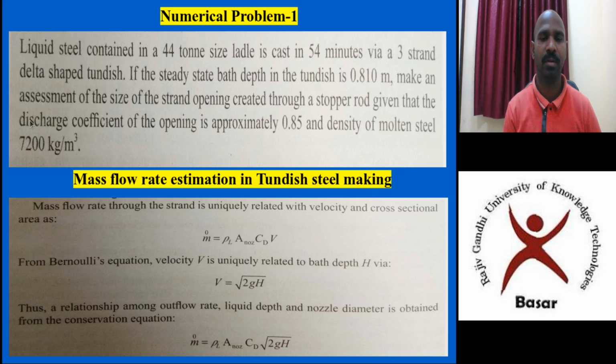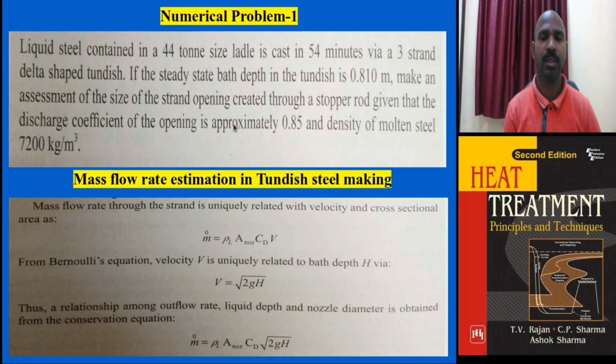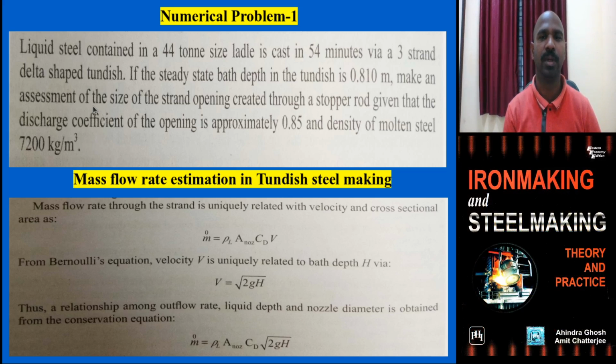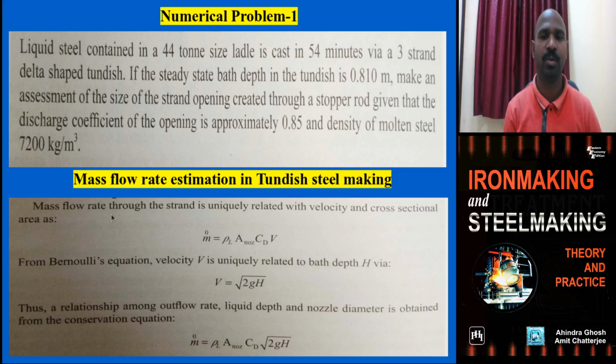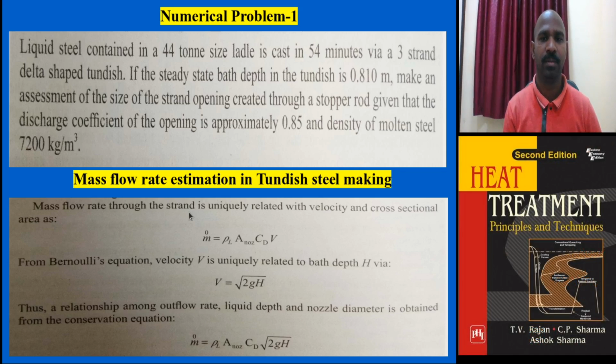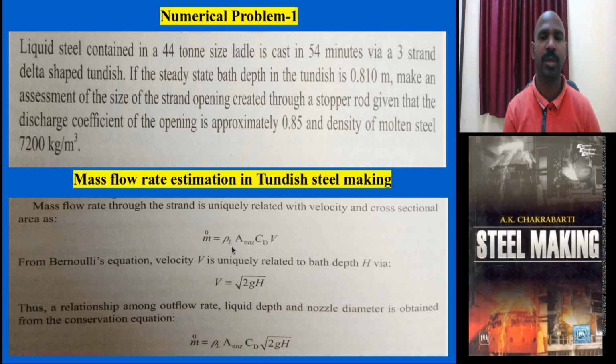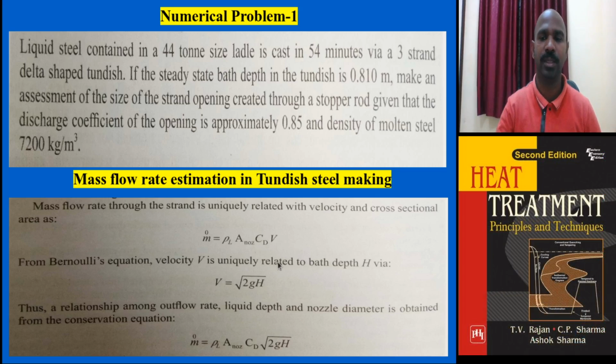Another piece of information given is the discharge coefficient value for that opening, and the density of molten metal is also given. You are supposed to calculate the strand opening diameter. Some theoretical information is required. The mass flow rate from the strand is given by assuming a uniform velocity and cross sectional area. This is liquid density, this is the area of the nozzle strand opening, this is the discharge coefficient, and this is the volume of the molten metal.